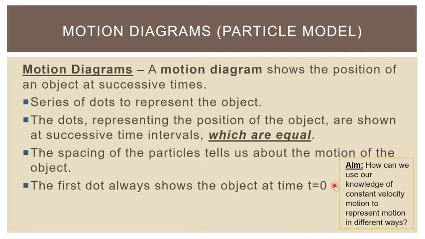That's a super easy mistake to make, because a lot of people look at the problem and it'll say something like, where was the object located after 2 seconds? And you'll end up looking at the second dot. Well, if the first dot is showing you time t equals 0, the second dot is showing you time t equals 1 second. So that means you got to look at the third dot to show time t equals 2 seconds.